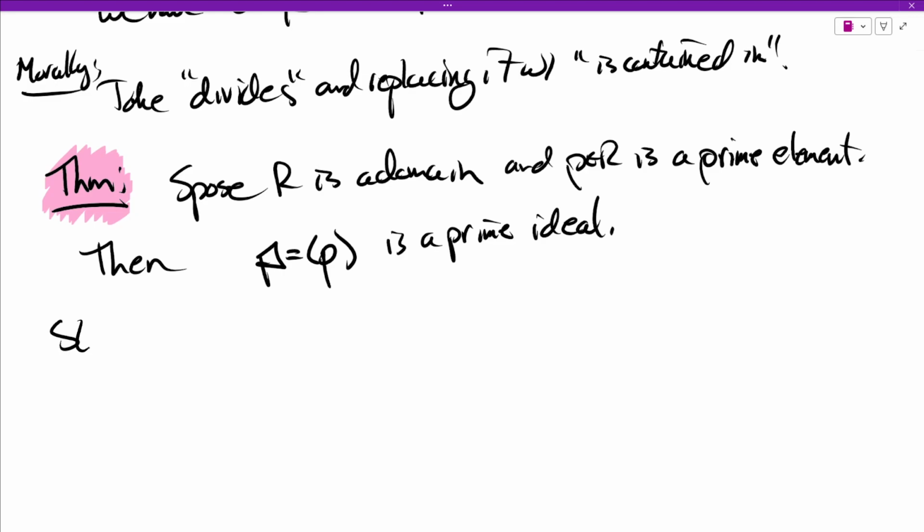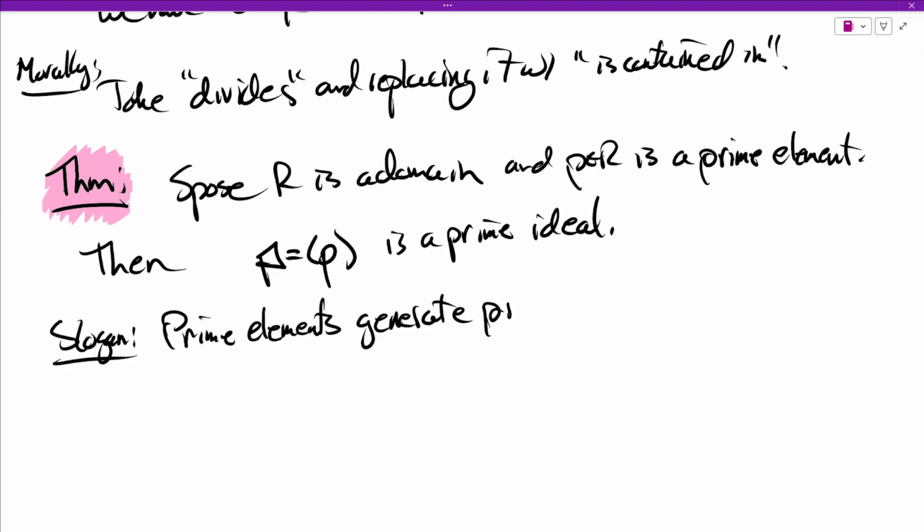And the slogan here is prime elements generate prime ideals. Ooh, that got away from me. All right, so let's prove this real quick.